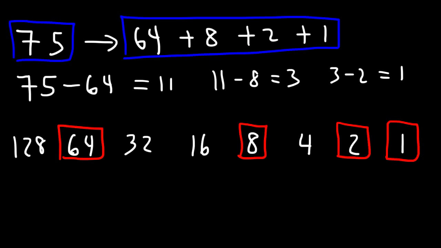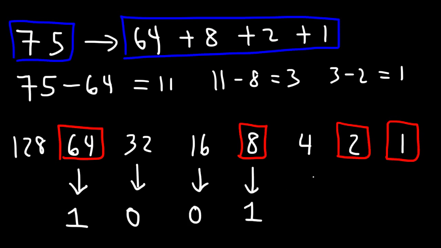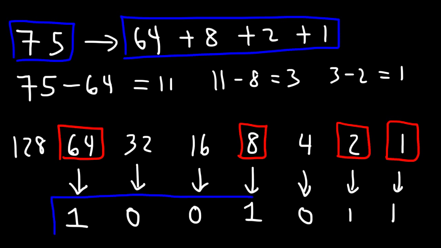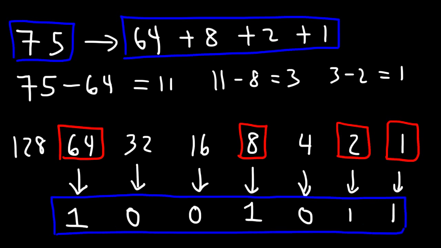Now once you have that, you can begin to write the binary numbers. Because we have a 64, we're going to put a 1. We don't have a 32, so let's write a 0. We don't have a 16, let's write a 0. We do have an 8, so let's put a 1. We do not have a 4, so let's put a 0. We do have a 2, so a 1, and we have a 1. So 75 is equal to 1001011. And so that's one simple way in which you can convert a decimal number into a binary number.